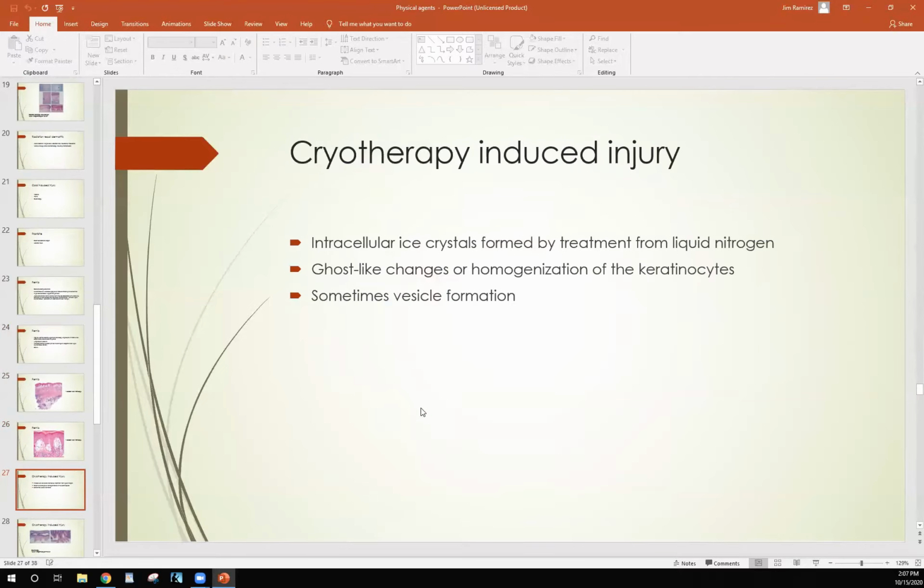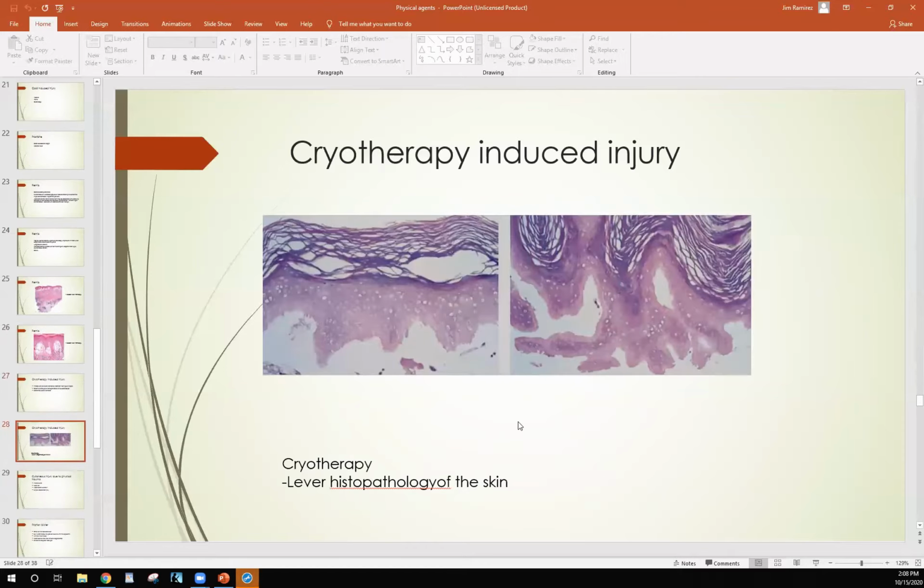So let's shift gears a little bit. Now we'll talk about cryotherapy-induced injury. And what you see are these intracellular ice crystals that you get from treatment with liquid nitrogen. And this very characteristic ghost-like change or homogenization of keratinocytes, occasionally vesicle formation if you have full thickness necrosis. And this is from Lever showing very nicely this sort of pallor to the epidermal cells. In this case, it's even separated from the underlying dermis.